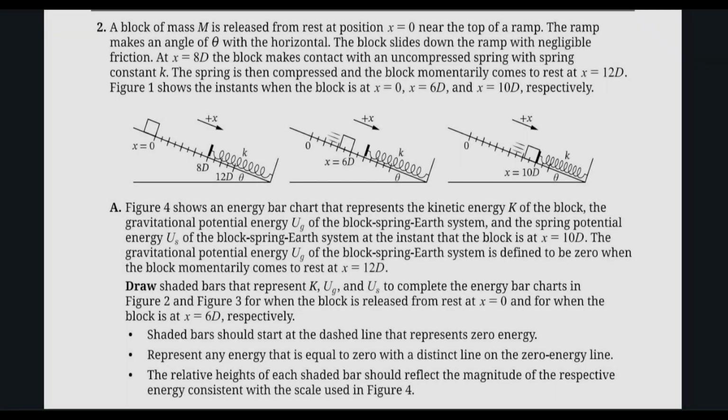If you're given a scenario of an inclined plane where there is a spring, which is at the natural length at this position, and this is a block at x equal to 0, released over here, it hits the spring at 8d. There's another position given at 6d here, and after that it compresses a little bit, moves to 10d, measured from the top in a slant way, and it is at rest at 12d once again.